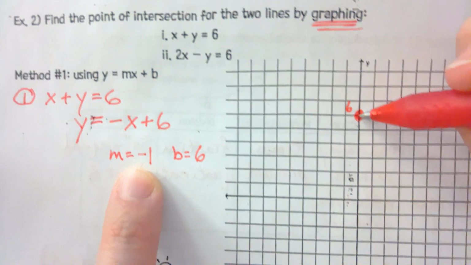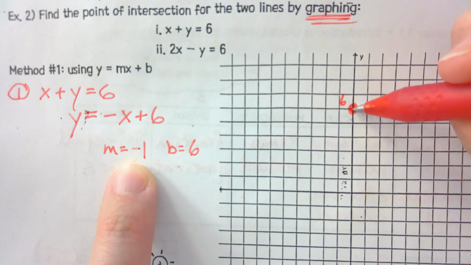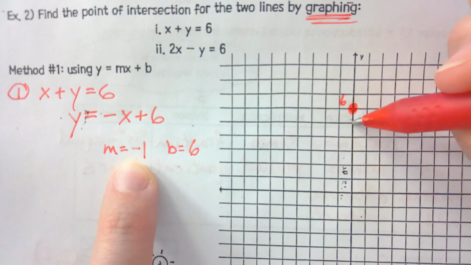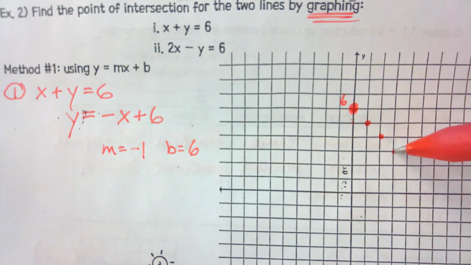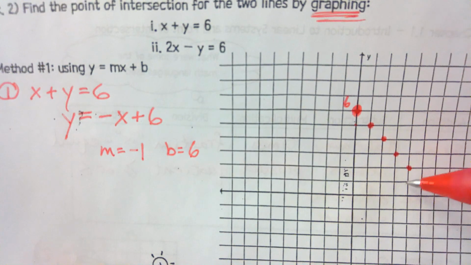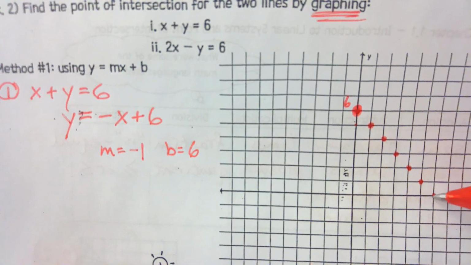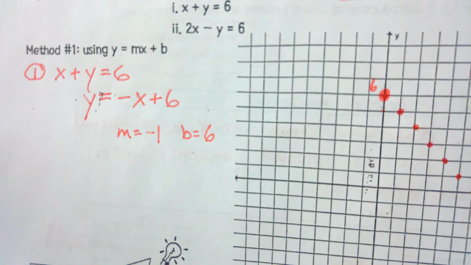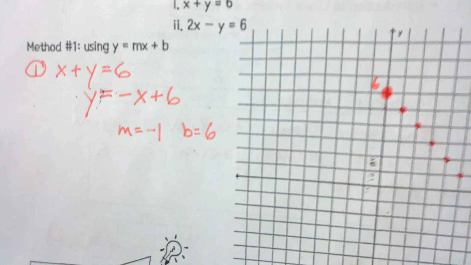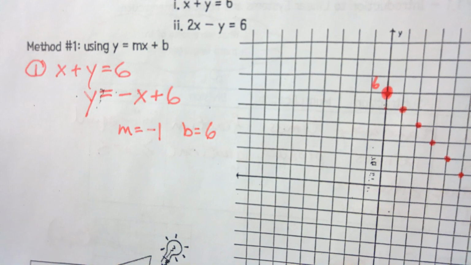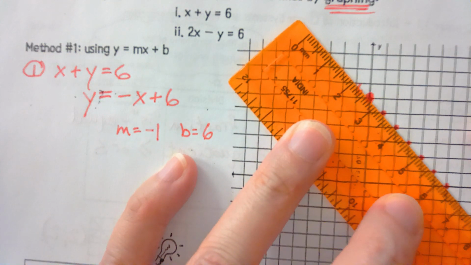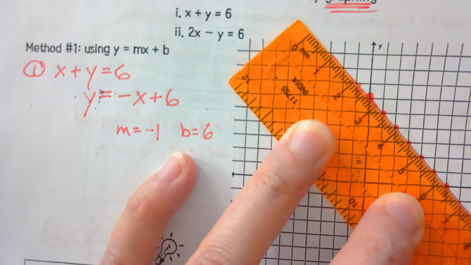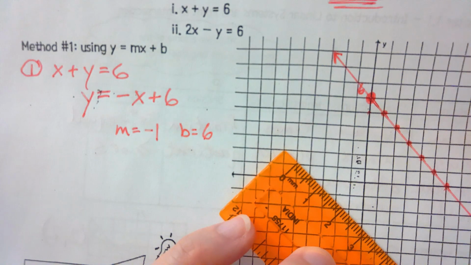So what do I do? Should I go up or down? Down. Down 1 over 1. Down 1 over 1. Down 1 over 1. Keep going. Looks like that. For this unit, it will be a good idea to have a ruler because you're looking for the intersection point, and if your line is not accurate, it is not going to give you an accurate point of intersection.